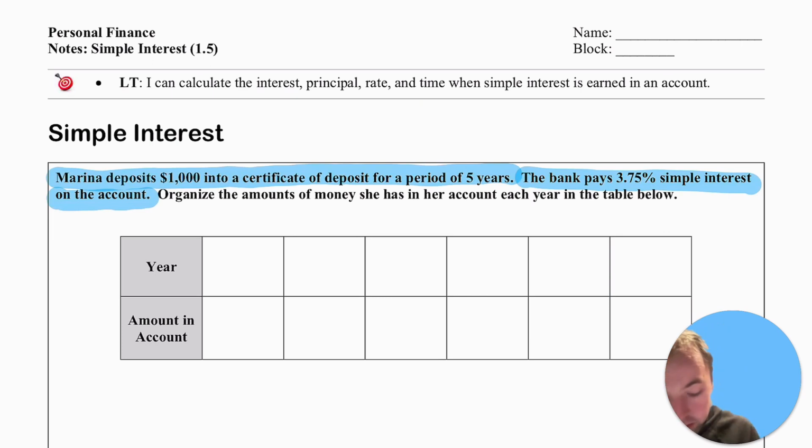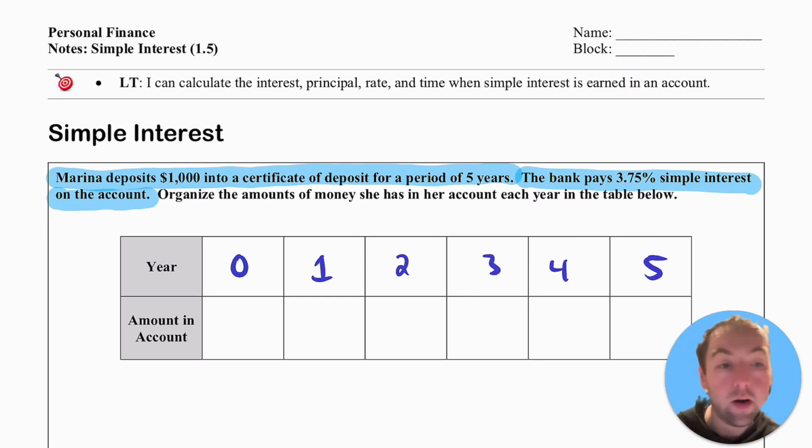All right, so we're just going to organize the amounts of money she has in her account each year in the table below. So I'm just going to use years 0, 1, 2, 3, 4, 5 to know what her ending balance in the CD is at the end of each of these years. So clearly at the end of year 0, the amount that's going to be in her account is going to be $1,000. So $1,000 right there.